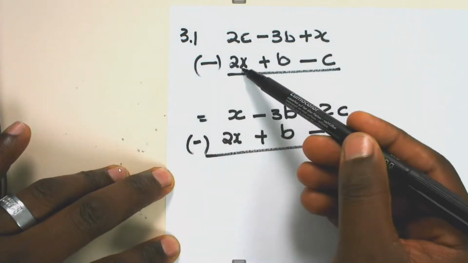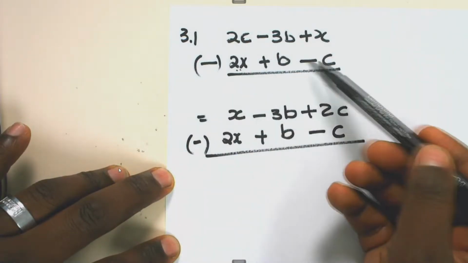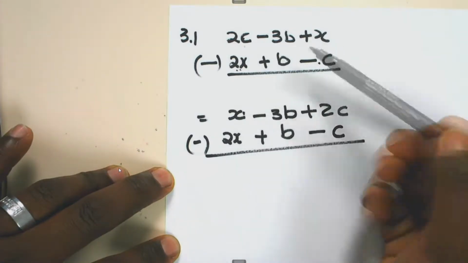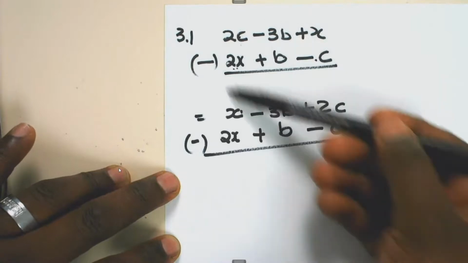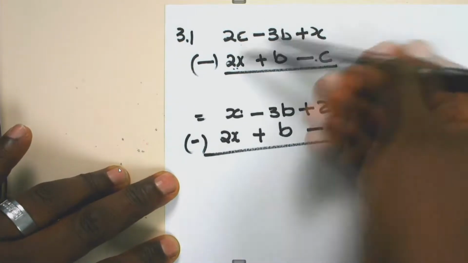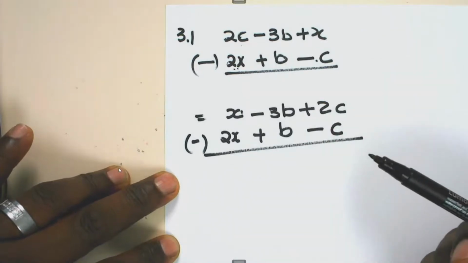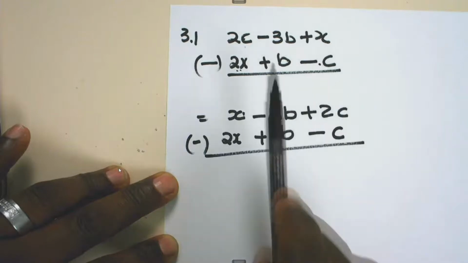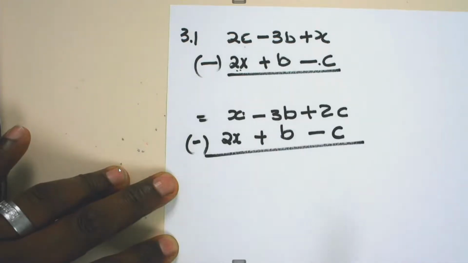So when I have to subtract 2x plus b minus c, the 2x and the x were not corresponding, so I have to actually rewrite this. This is what we call the commutative property. You take x to this side so that it can be subtracted. You take 2c to that side so that it can be like that.